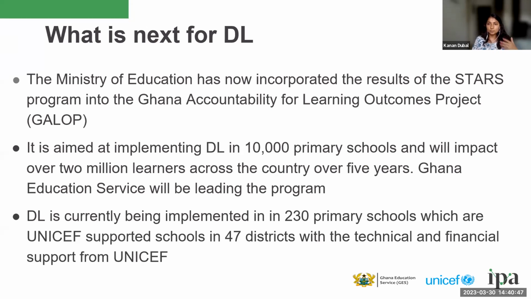Ghana Education Service will be leading the program. It is also important to note that DL is currently being implemented in 230 primary schools in UNICEF-supported districts. These are not GALOP schools. These are another set of schools spread across 47 districts, where DL is being implemented with technical and financial support from UNICEF.